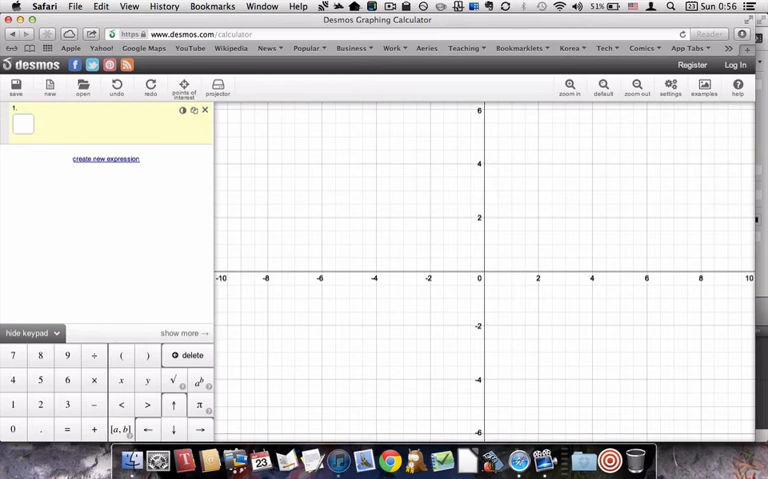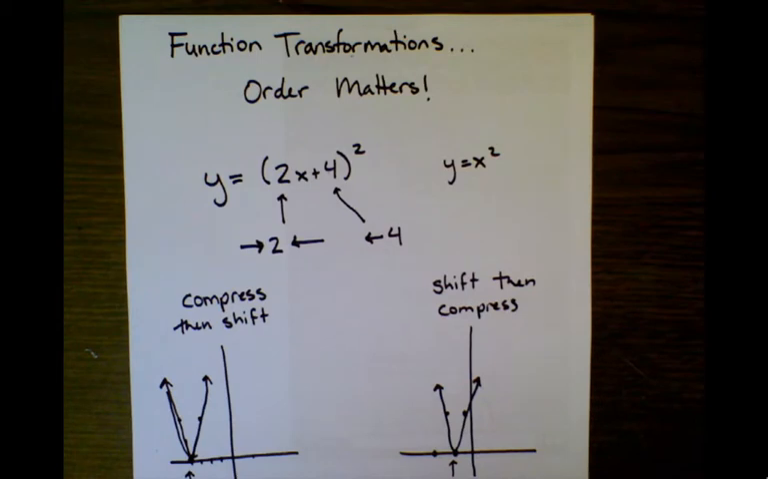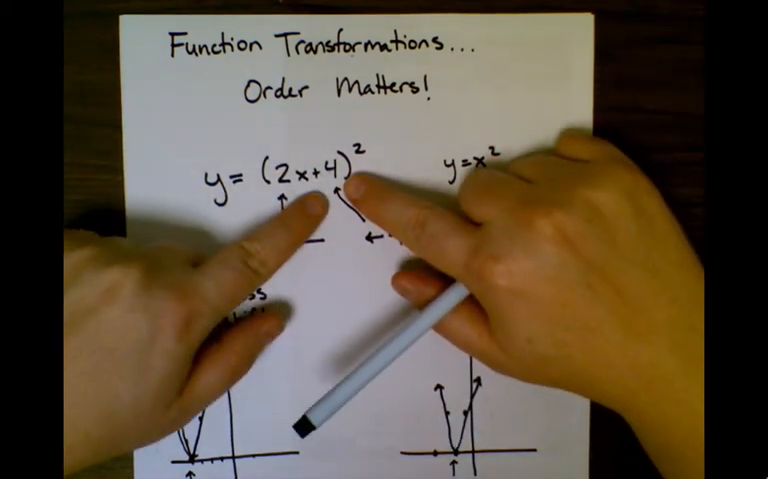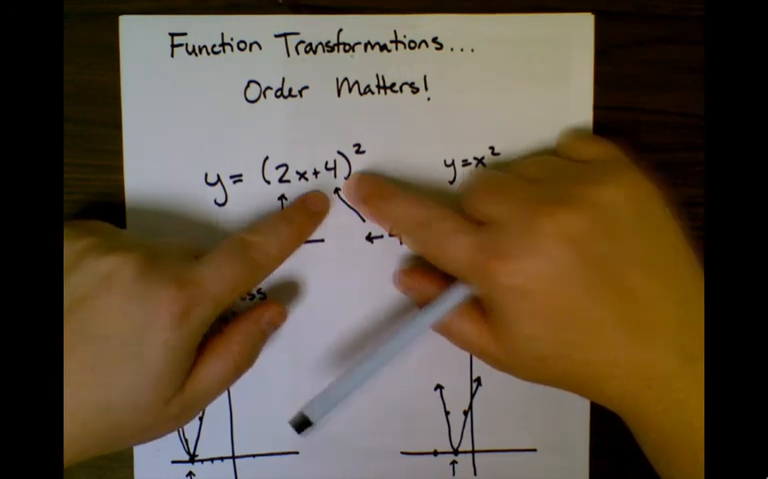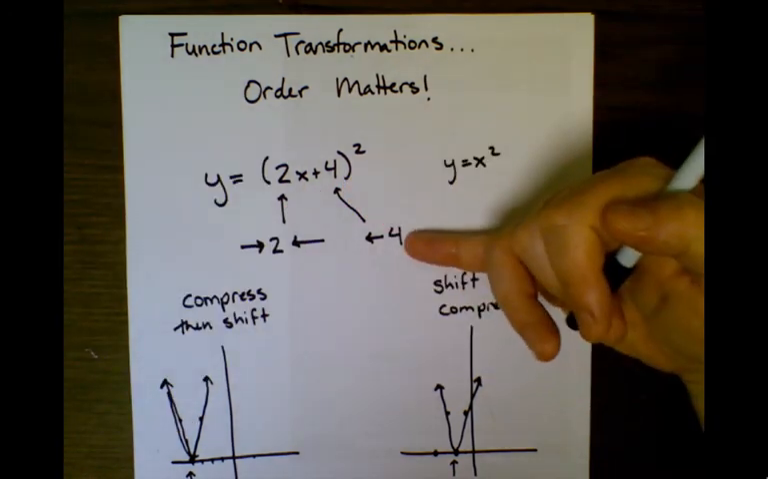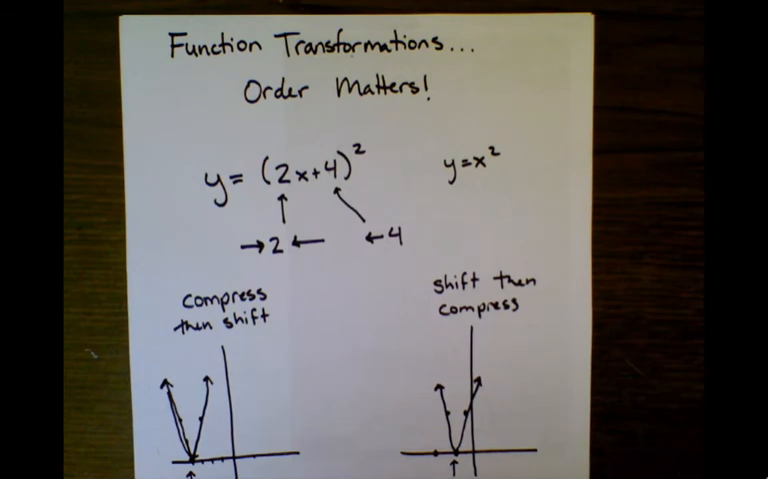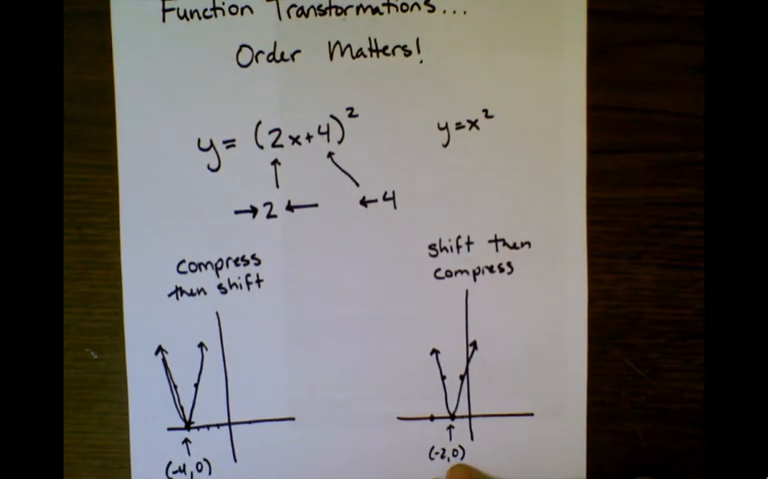So let's graph the equation y equals 2x plus 4 quantity squared. Oh, look at that. The vertex is at negative 2, 0, not negative 4, 0. So what happened? I thought that the book told me that if there's a plus 4 here, I'm supposed to scoot my function 4 places to the left, when in fact it only ends up scooted 2 places to the left. Well, okay.